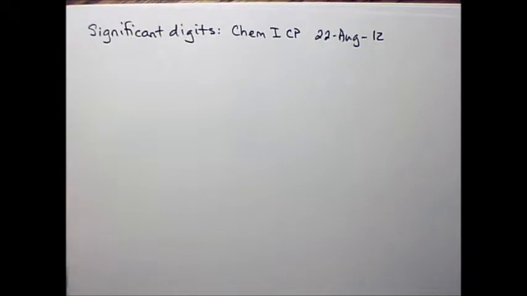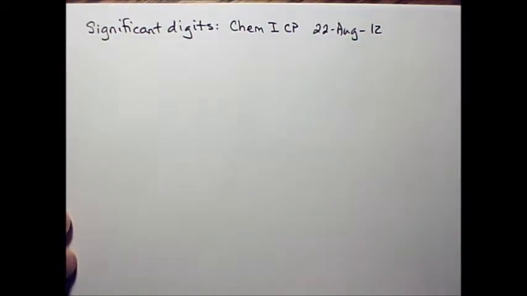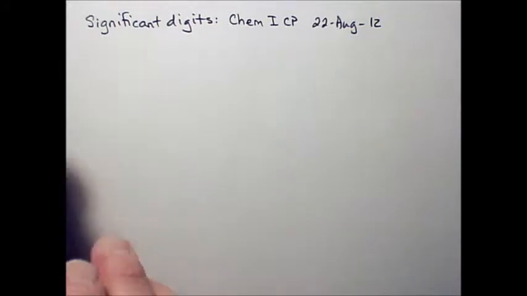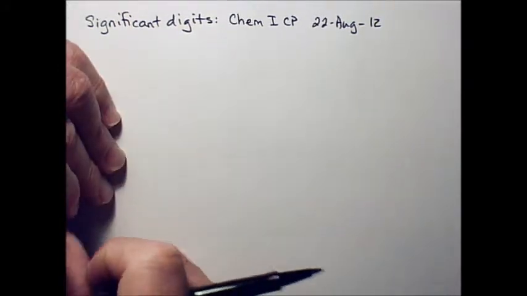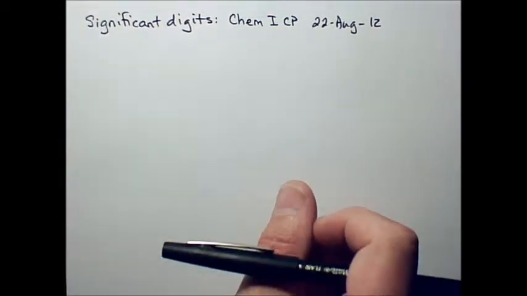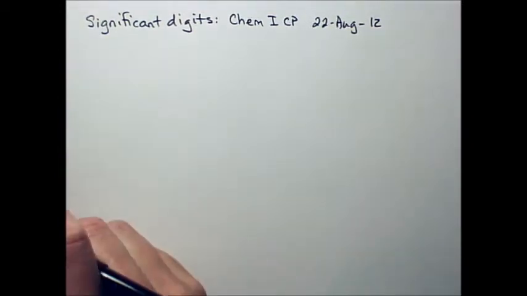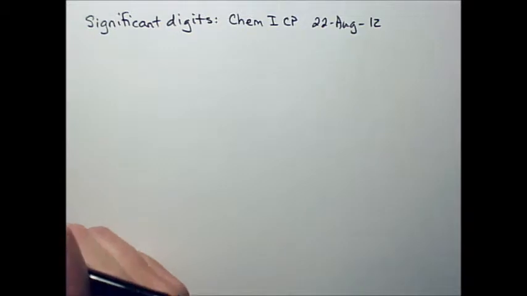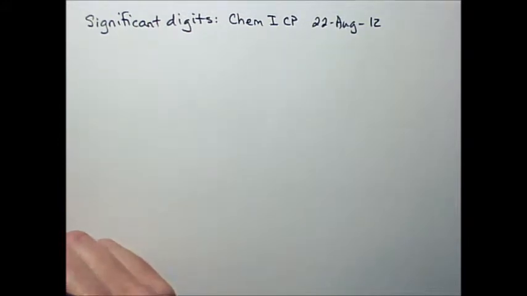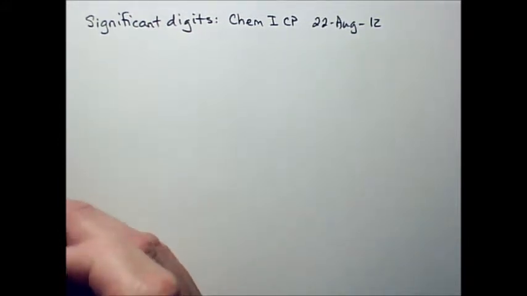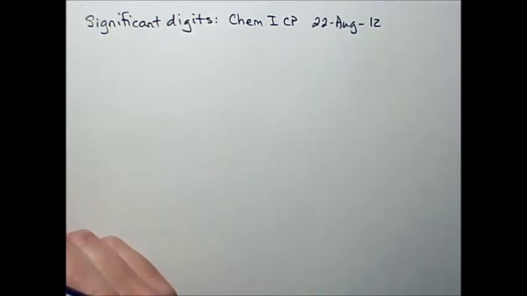All right, now the reason we need to know about significant digits is that it is very important in the sciences that we're clear and accurate in what we are communicating. It's really easy to get results in chemistry that are wrong if your measurements and the way you handle those measurements in mathematics is not reasonable. Okay?